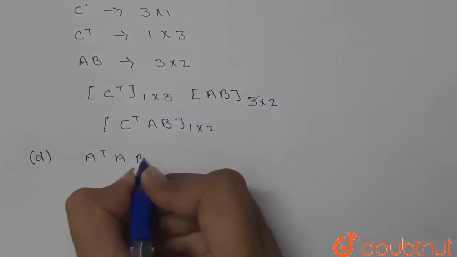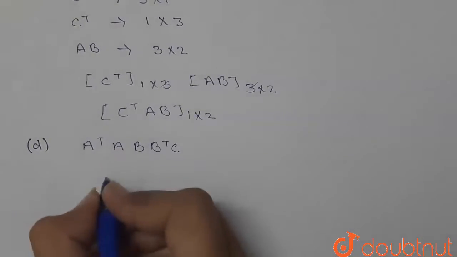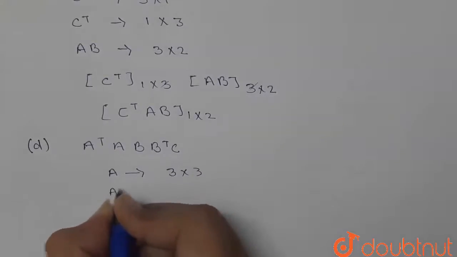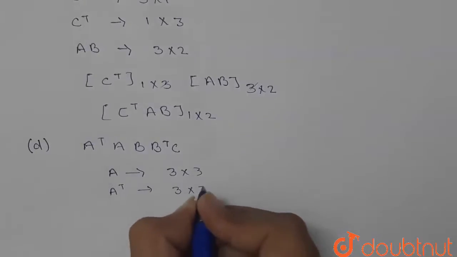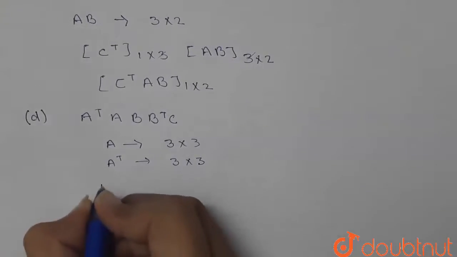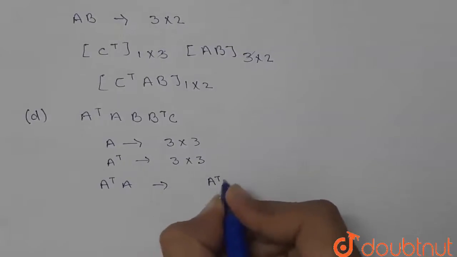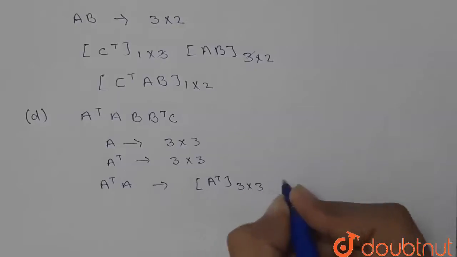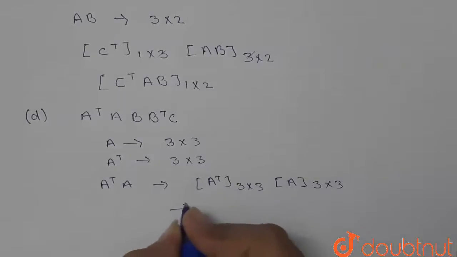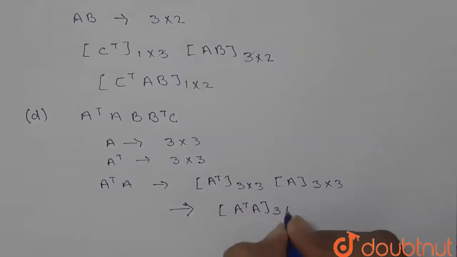Now if we look at the fourth option, that is option number D, that is A transpose into A into B transpose into C. So for that, first let us write the order of each of these. We are given A. A matrix order is 3 cross 3. That means the transpose of A matrix, its order will also be 3 cross 3. And if I find A transpose into A, this is A transpose matrix whose order is 3 cross 3 and this is A matrix whose order is 3 cross 3. So this and this are the same, they will get cancelled. Therefore A transpose into A, the matrix order will also be 3 cross 3.